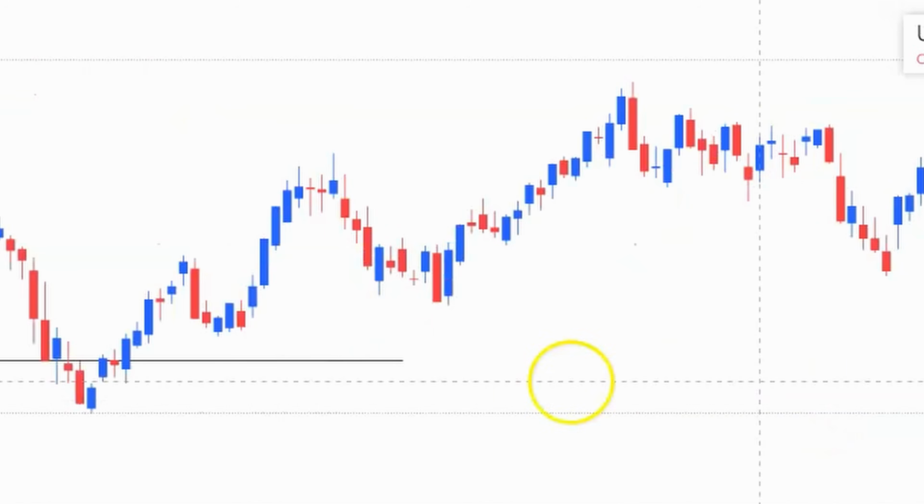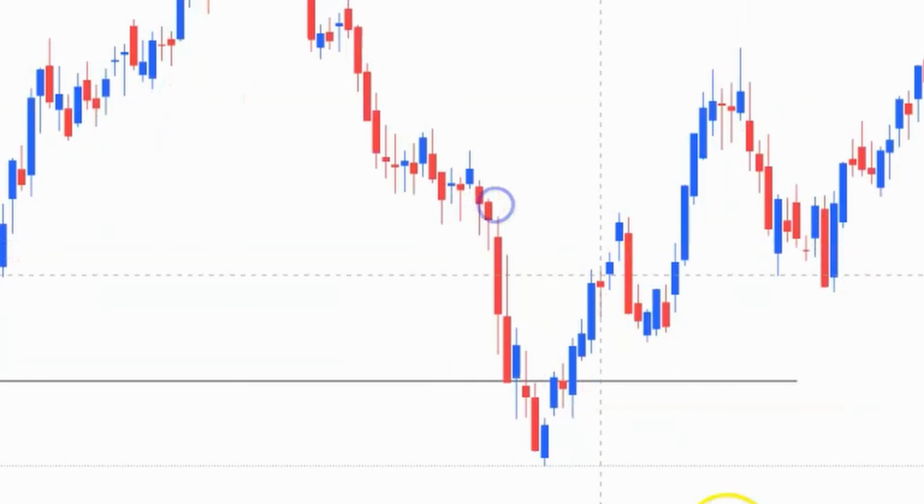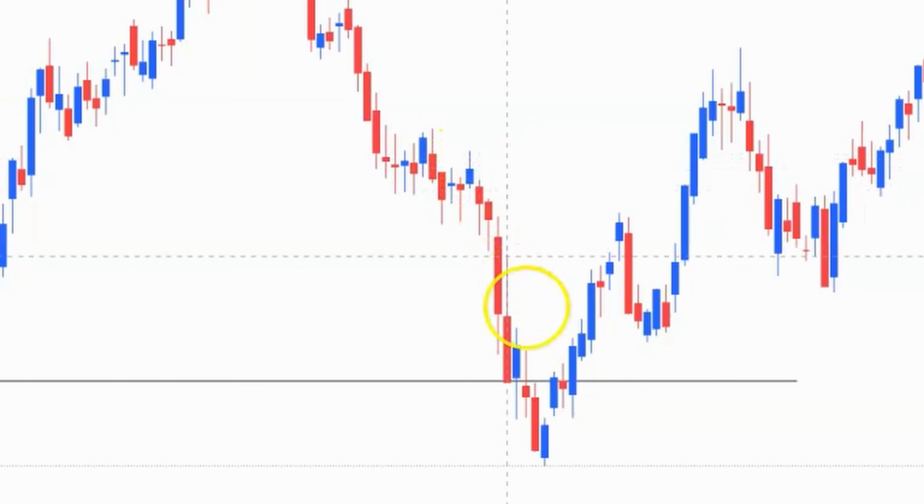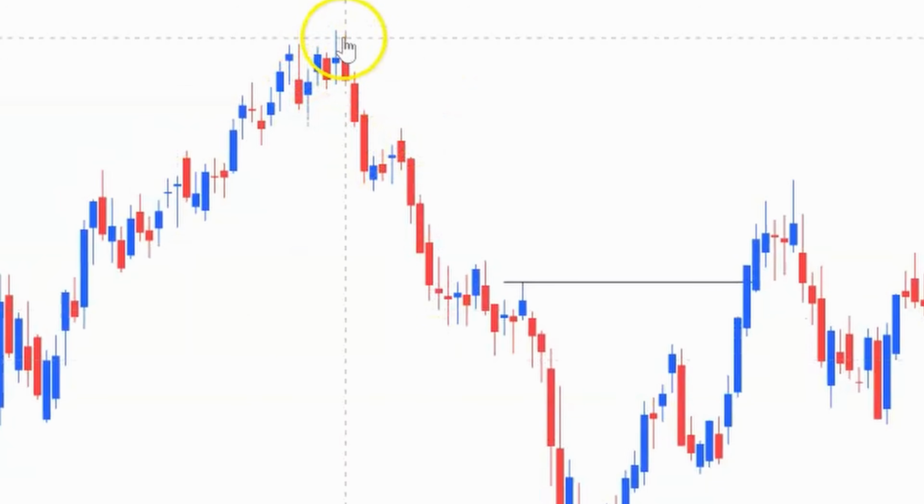Now zooming in, we are going to see we have different structure here. We have this high that produces a low. So this is the internal structure high. This is the internal high. And then this is the origin.